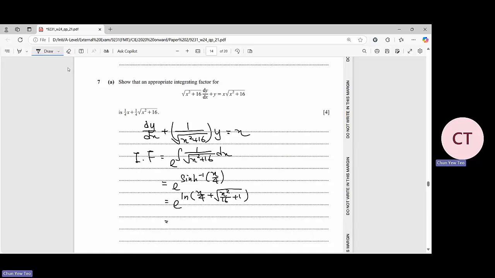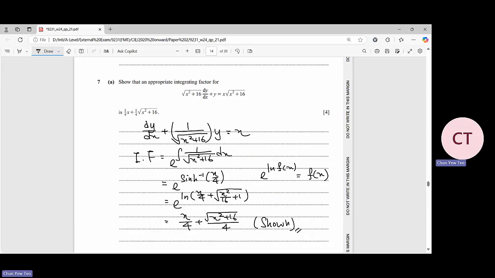Okay, so we have the relationship that e power ln of f(x) equals f(x). So our answer here will be x over 4 plus the square root of x squared plus 16 over 4. You can just change it to this form. Shown. So this will be the answer for number 7A.